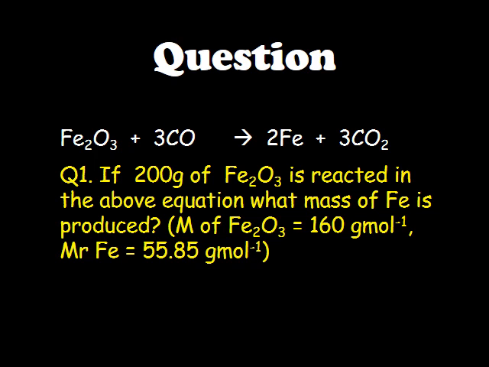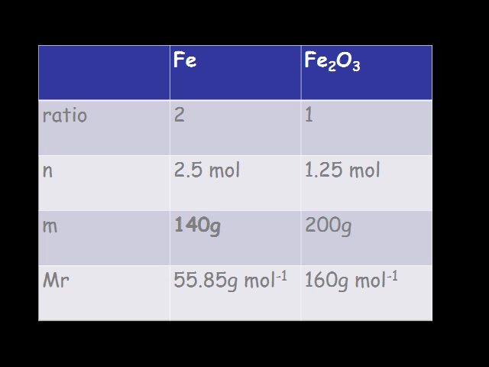Okay, so welcome back. So hopefully you got the right answer. Let's see if you did. Okay, so here's the answer. So from the equation, you can see that the ratio of iron to iron oxide is 2 to 1. You can calculate the number of moles of iron oxide by simply using the equation number of moles equals the mass over the molar mass, which is 200 divided by 160, giving 1.25 moles, as from the table.